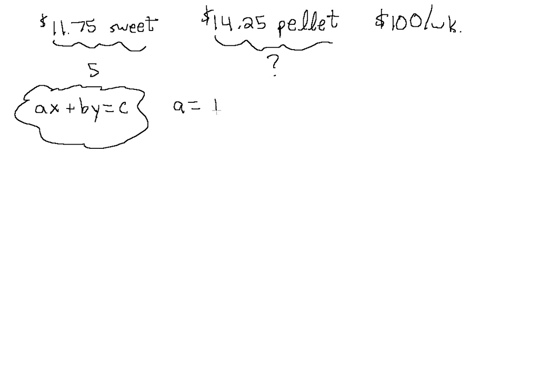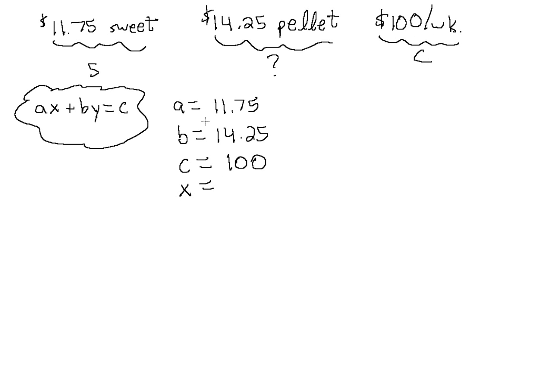So A equals $11.75. We can go ahead and drop our dollar signs until the end. So 11.75, and B equals the cost of the pellet feed, $14.25 or 14.25. C equals the total weekly budget for the feed, which is right here, $100 per week. So C equals 100.